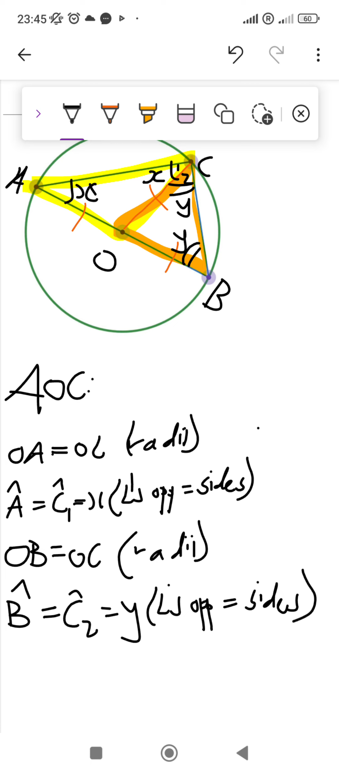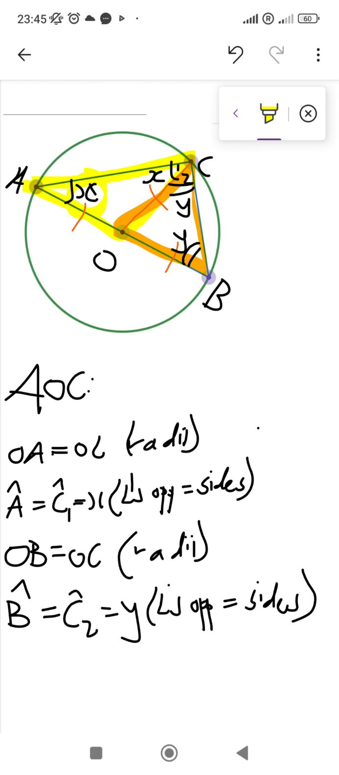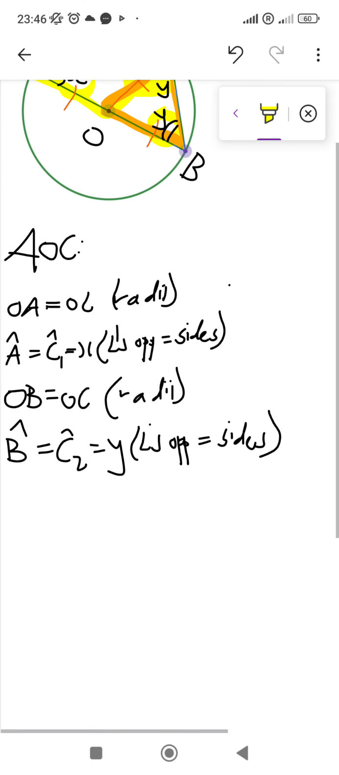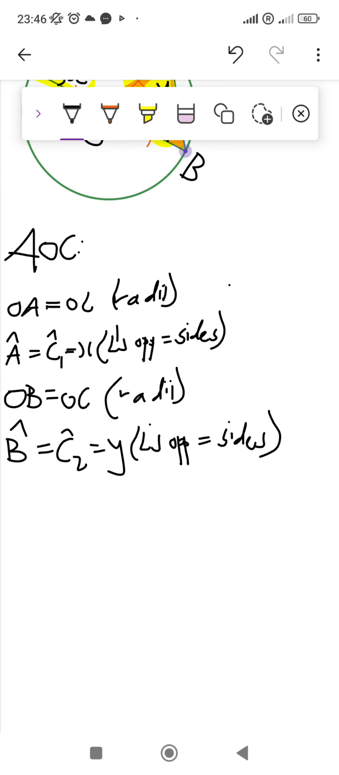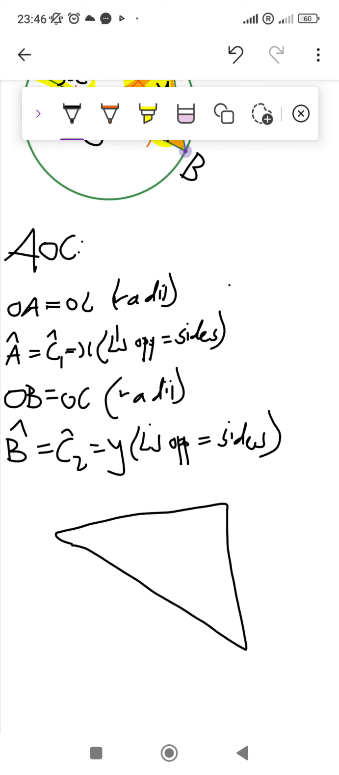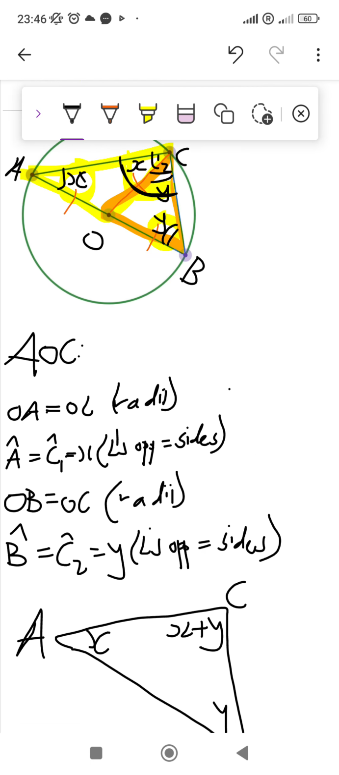Okay, so if I go look at my picture, I have an X over here, I have a Y over here, and this angle over here, angle C, is actually X plus Y. Okay, so I'm just going to draw that triangle for me quickly. So that triangle that we have there is A, B, and C. A, which we called X, B, which we called Y, and C, which we called X plus Y. Right, because C is that whole thing, the X and the Y.